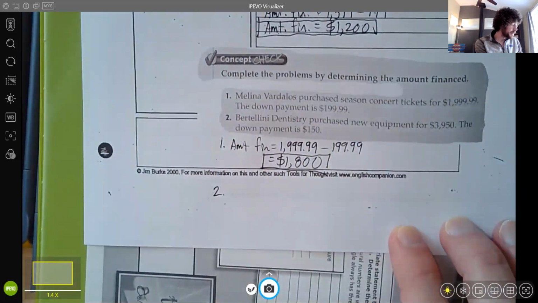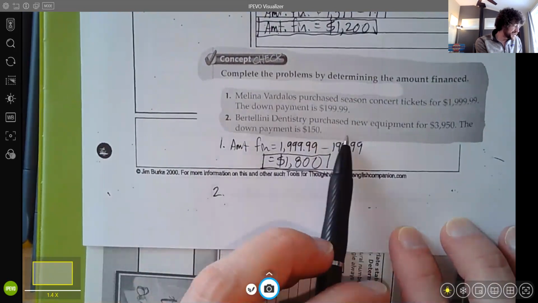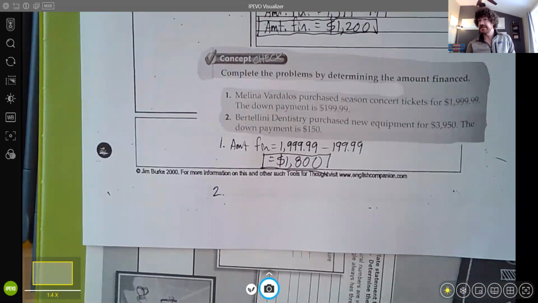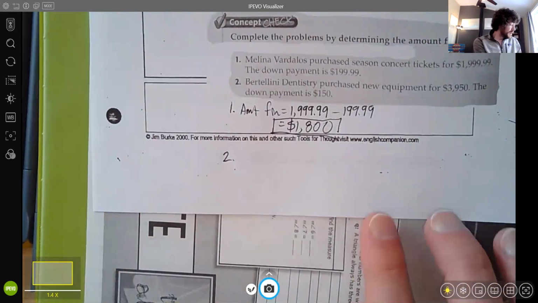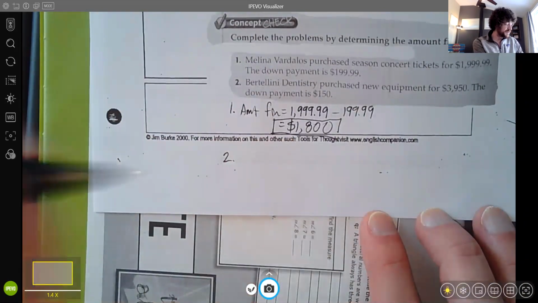Same thing with the second one. Bertolini Dentistry purchased new equipment. So this is a business. This looks like a business expense here, which, if you own a business, financing equipment is much different than if you're purchasing it with your own personal money. Business purchases are protected. Those are usually not your own money that you're putting into it. You're spending a different source of money. And so businesses, they need equipment and things like that. If you're going to finance it for a business expense, that's okay. So Bertolini Dentistry purchased new equipment for $3,950. The down payment is $150.